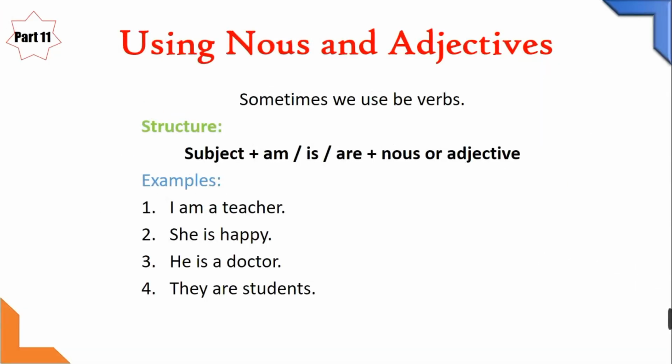Using nouns and adjectives. Sometimes we use be verbs. Structure: subject, am, is, are, plus nouns or adjectives. Examples: I am a teacher. She is happy. He is a doctor. They are students.